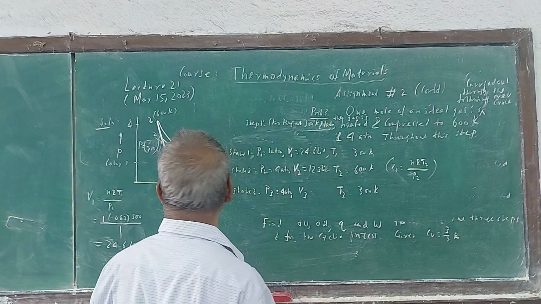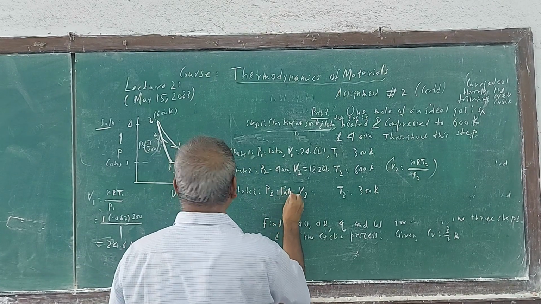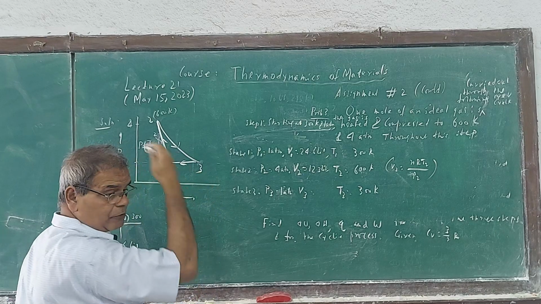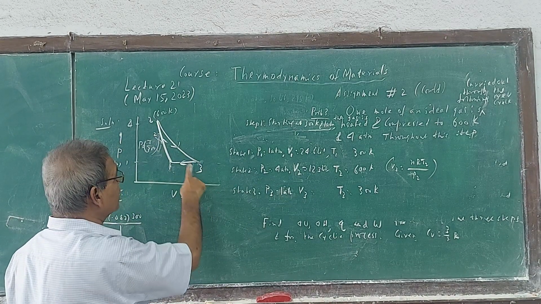P3 is 4. I'm very sorry. 1. Thank you. Constant pressure, 1 atmosphere. Very good. Okay, so what is this part? This is the isothermal part.